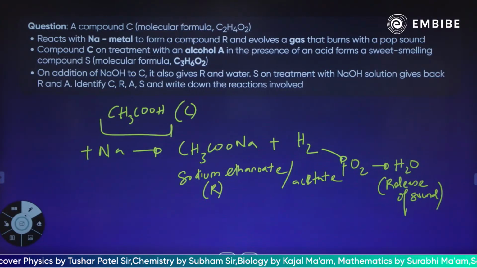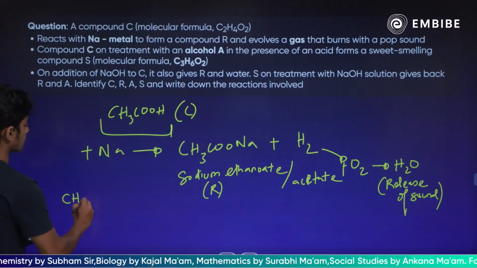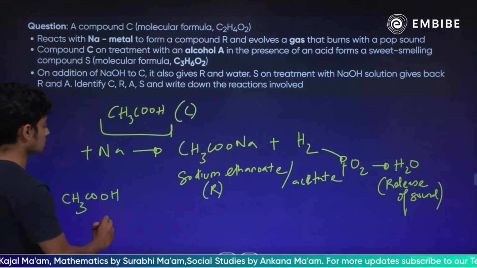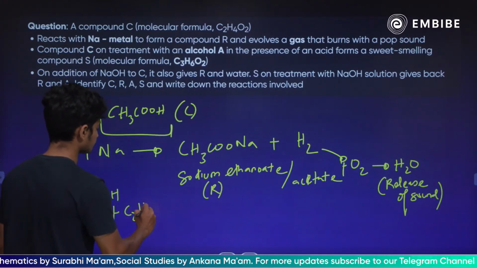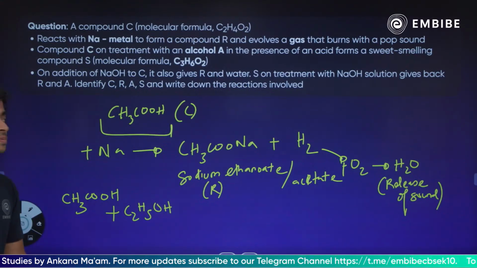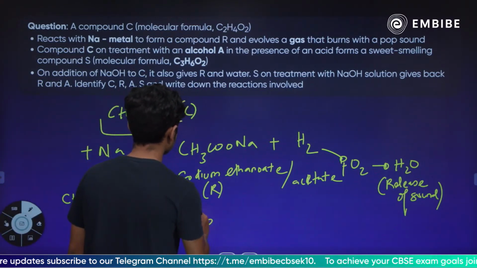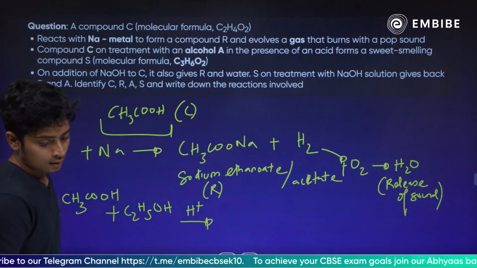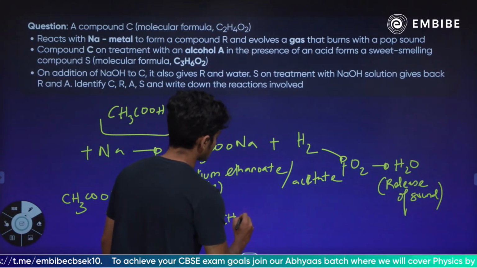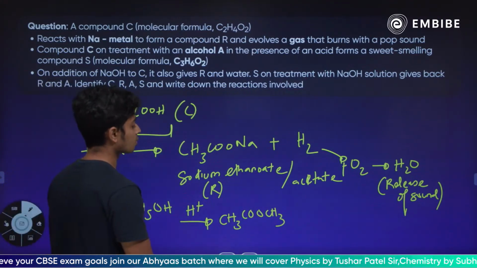Again compound C is your acetic acid. Compound C, which is my acetic acid or ethanoic acid, on reacting with an alcohol in the presence of acid, forms a sweet smelling compound. Sweet smelling compounds are your esters. So in the presence of H plus acid, you will get an ester, CH3COOCH3. So this is my sweet smelling compound.